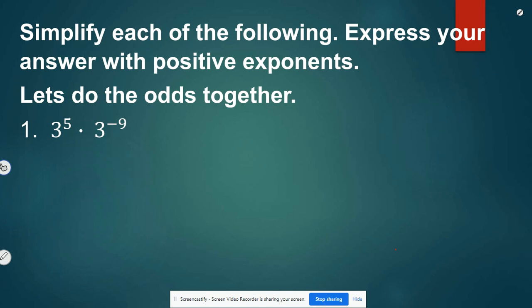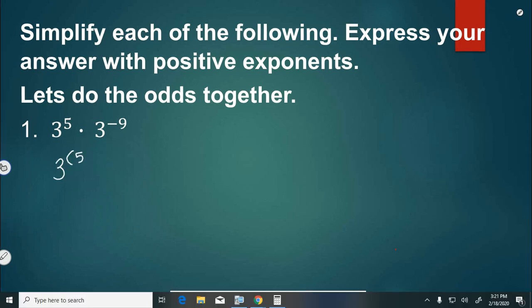So simplify each of the following, express your answer with positive exponents. Let's do the odds together. So here, if we recall that rule that we used for product, it was product of powers, we added the exponents. So we could use that same rule here. We have 3 times 5 plus negative 9.